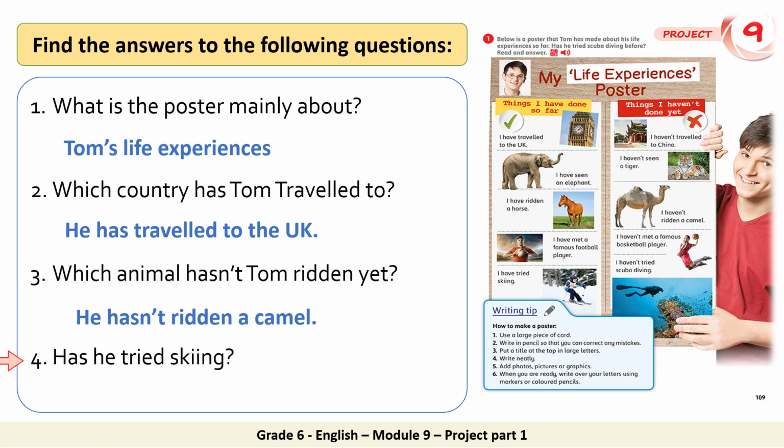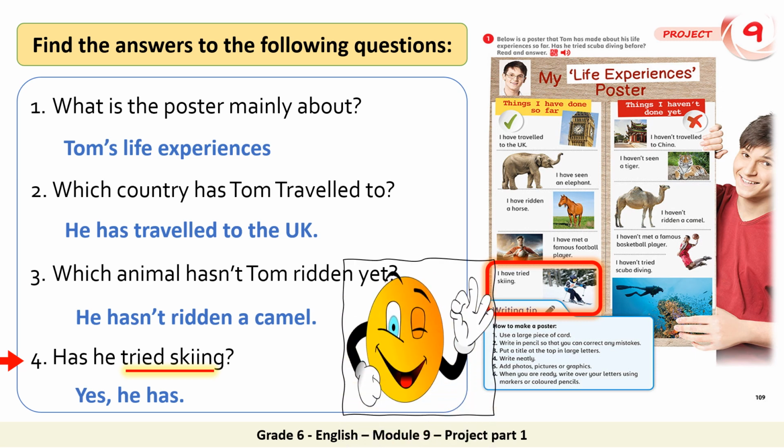The last question we have here is, has he tried skiing? We can find this from the picture. Which picture or which part talks about skiing? Excellent. The last part in the poster. He wrote, I have tried skiing. So this piece of information is on the left side, the things he has done so far. So the correct answer, yes, he has tried skiing before. Well done. Good job, everyone.